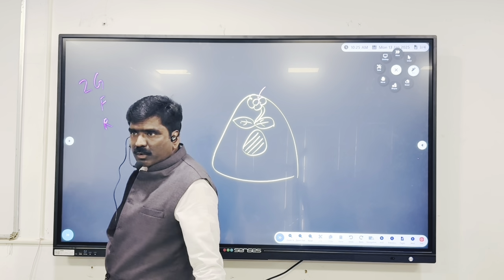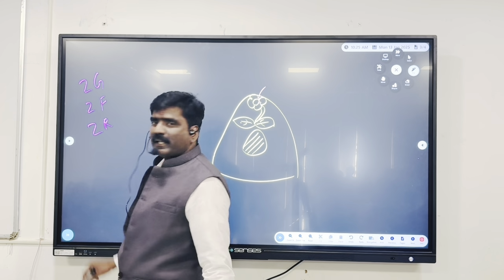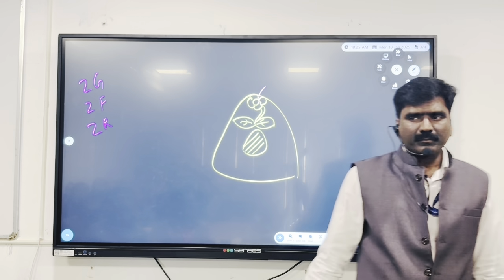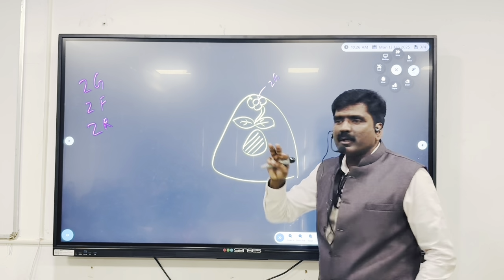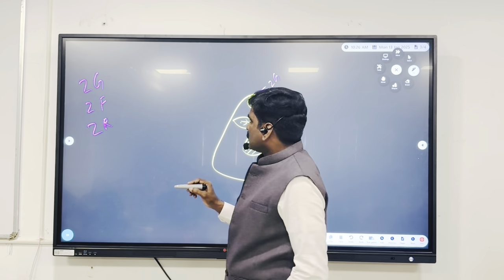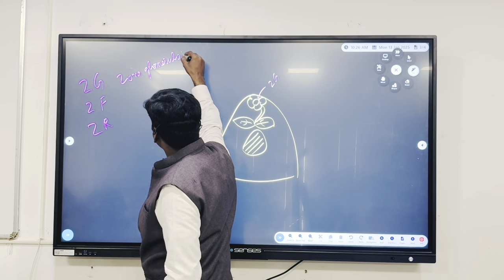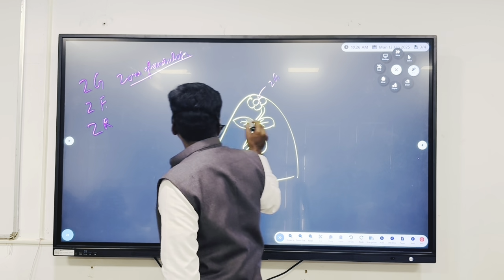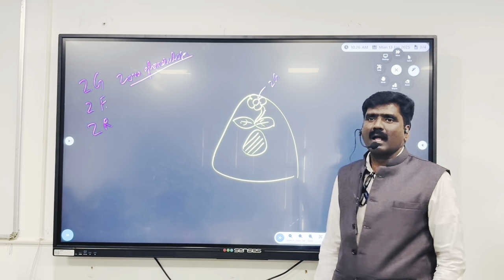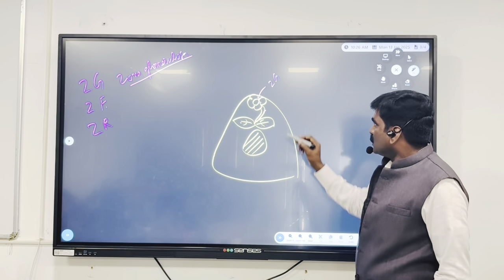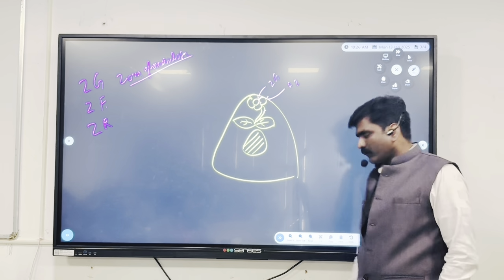Zona glomerulosa, zona fasciculata, zona reticularis. You have not come across these words? No, sir. Okay. So this layer is zona glomerulosa, Z-O-N-A, zona glomerulosa, right? And this layer is zona fasciculata, and this is zona reticularis. The zona glomerulosa has the receptor for A2.